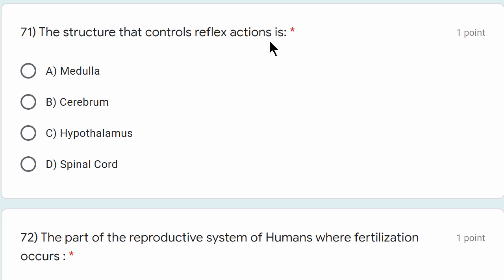The structure that controls reflex action. So reflex action, it doesn't go to the brain. It just directly gets done without going to the brain, and that happens in spinal cord.